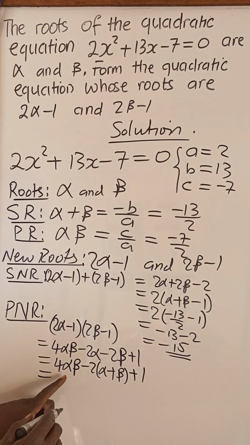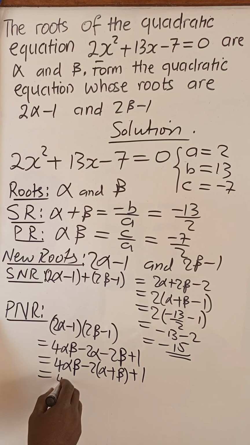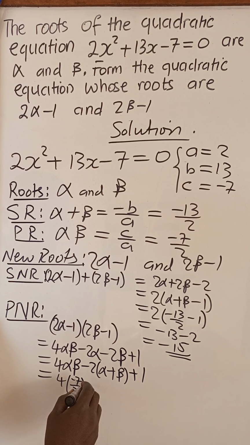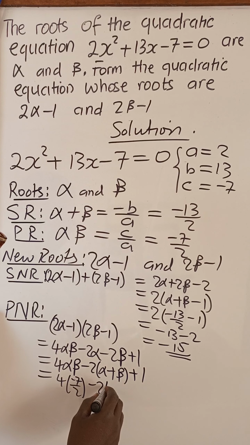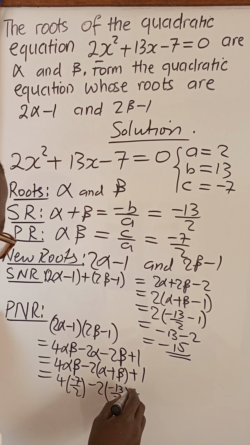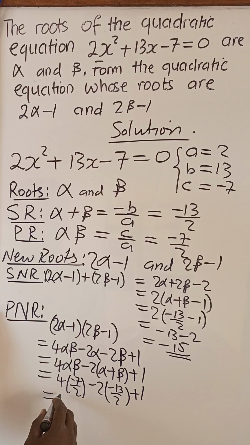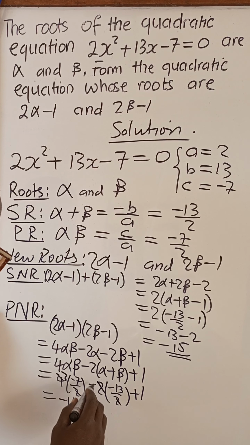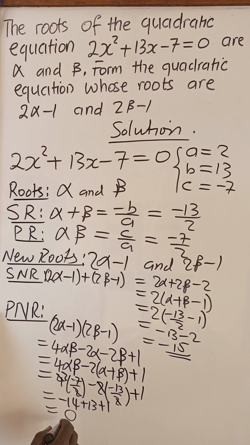Alright, so here we have alpha beta, and we know alpha beta is negative 7 all over 2. We know alpha plus beta is negative 13 all over 2. So this is going to give us 2 here, 1, 2 there, 2, negative 14. These 2 cancel, negative, negative, positive. So that is going to give us 0. Negative 14 plus 13 is negative 1. Negative 1 plus 1 is 0.